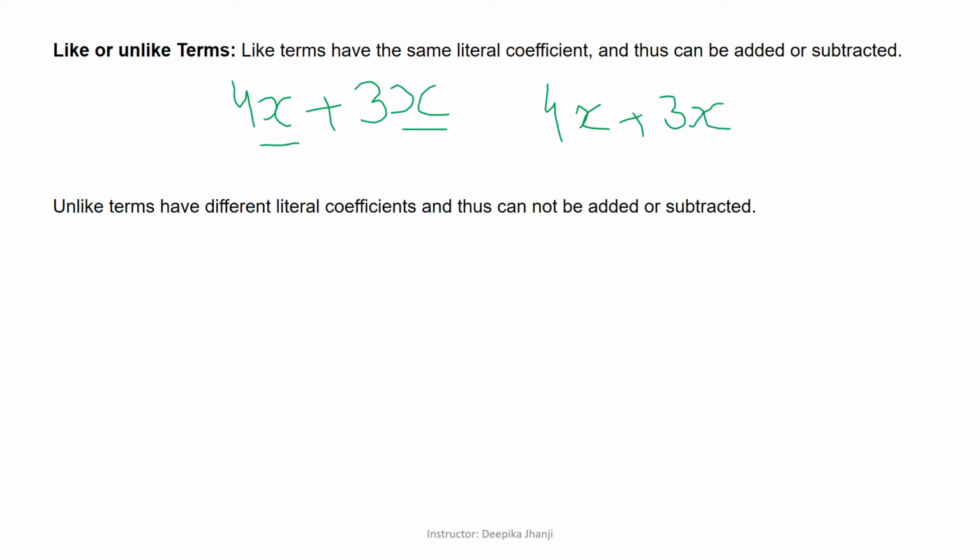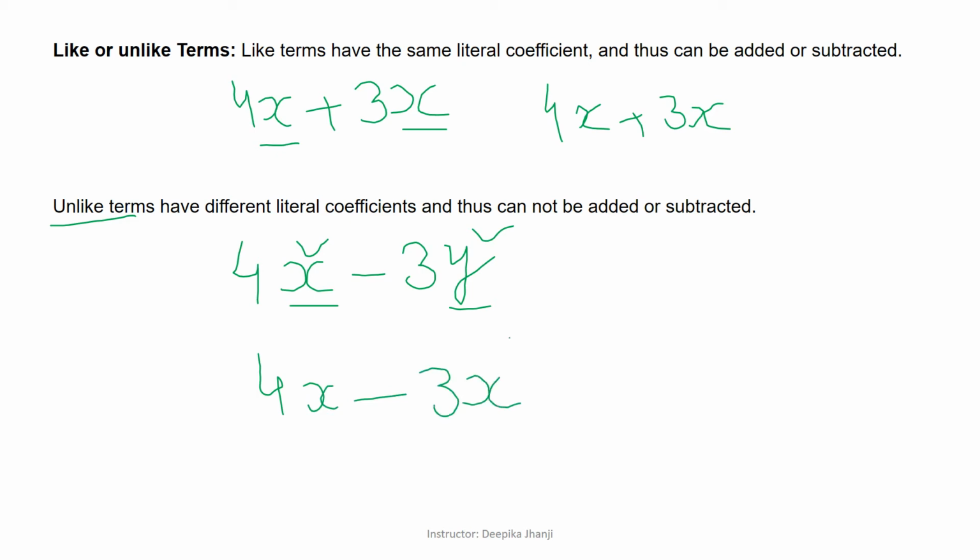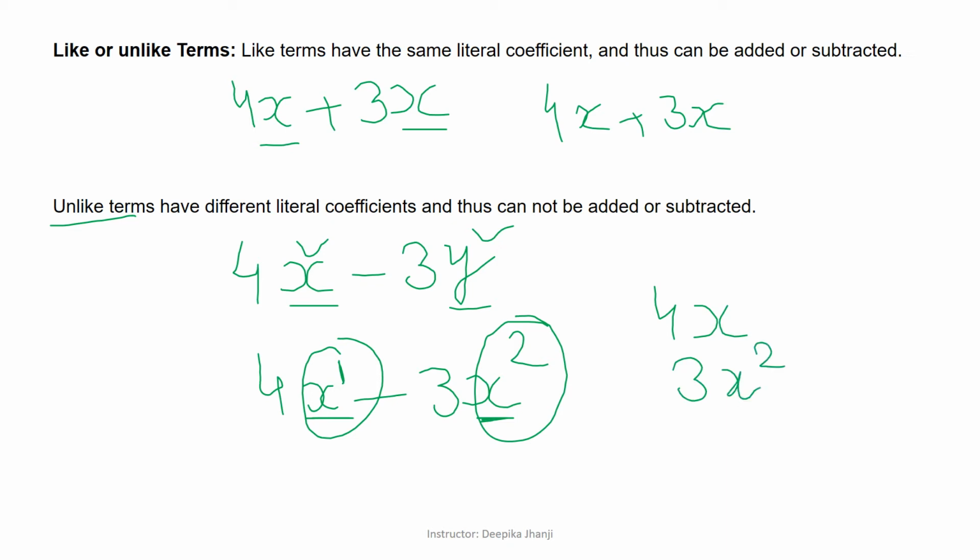If I consider another expression, let's say 4x minus 3y, here the letters change. In the first term I have the letter x and in the second term the letter is y. So these are unlike terms. Another example of unlike terms is 4x minus 3x squared. Though the letters are the same, x, the exponent here is different. Here the exponent is 1. So 4x and 3x squared are not like terms. They are unlike terms.